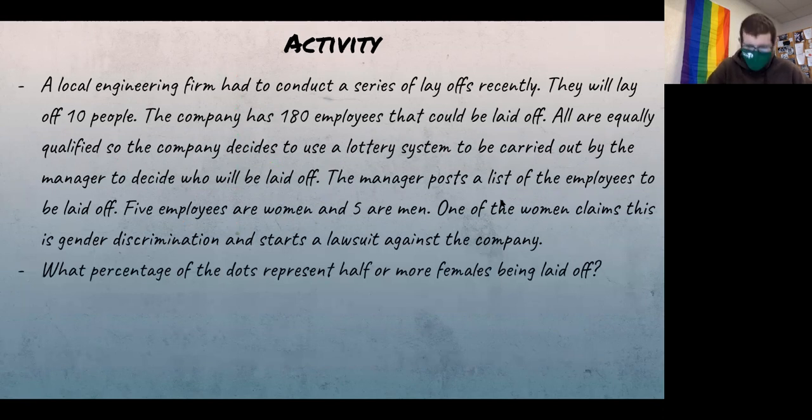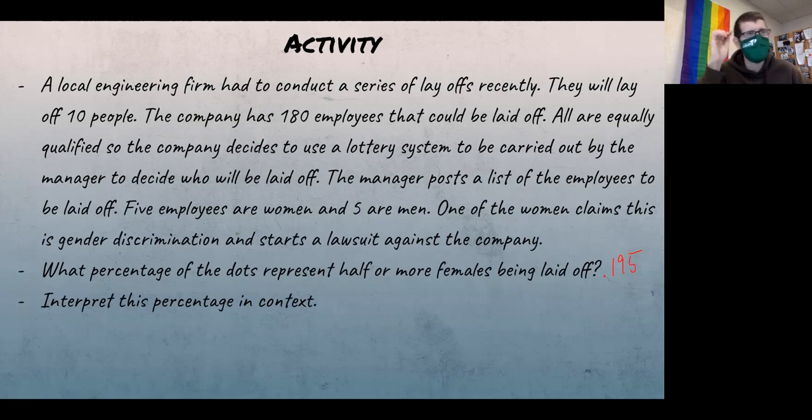So we already figured out the probability of this happening is 0.195, 8 out of 41. And we want to interpret this percentage in context. Anyone want to take a stab at what that percentage means in context?